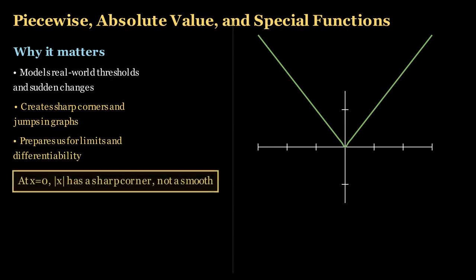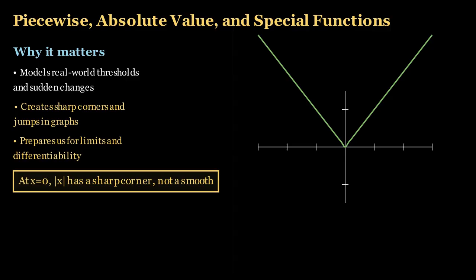The absolute value function has a sharp V-shaped corner at 0. A step function has a sudden vertical jump. These are the exact spots where calculus ideas like limits and derivatives get interesting, so we study these functions now to prepare for those big concepts later. So how do we build one of these?